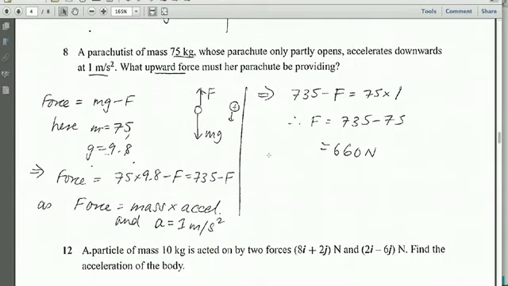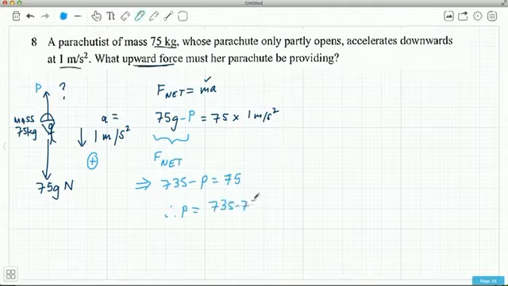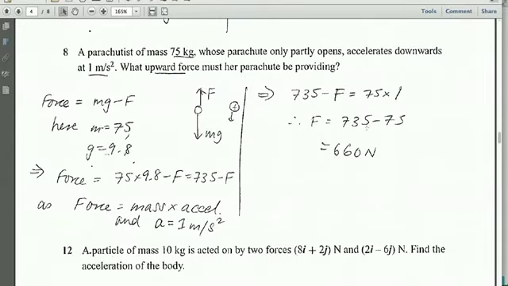So looking at that, all we've done is we've actually found 75 times 9.8, which is 735. So we've got 735 minus P equals 75 times 1. And so that means that P equals, I'm just rearranging, 735 minus 75, and this is newtons because it's a force. So that's why we've done that here and ended up with 660 newtons.